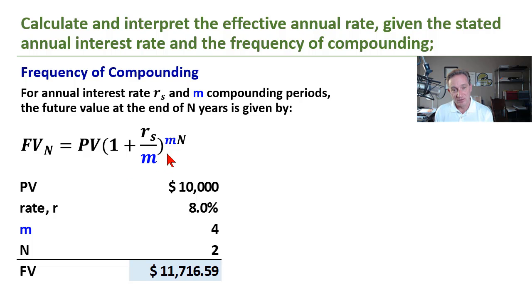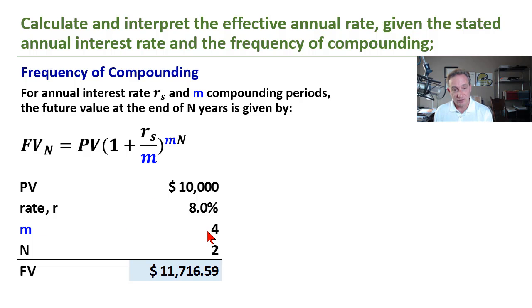And then we raise that quantity to that same M multiplied by the number of years. So this is a general form where M could take different values. If we're doing annual compound periods, that's 1 period per year, M is equal to 1. If we're doing semiannual, M is equal to 2.